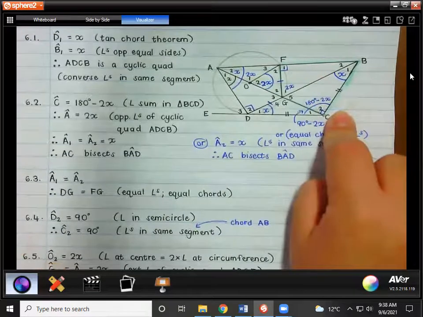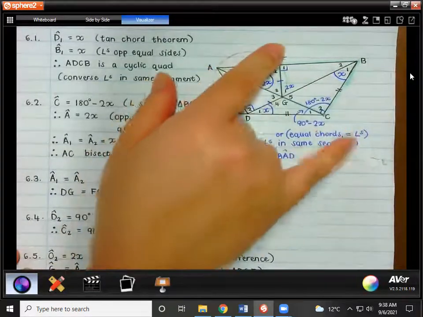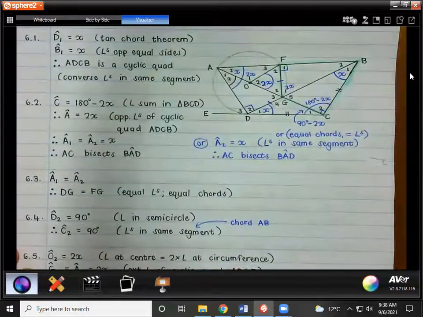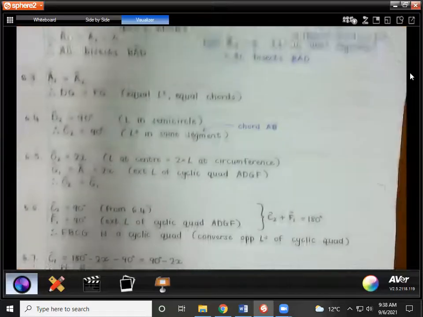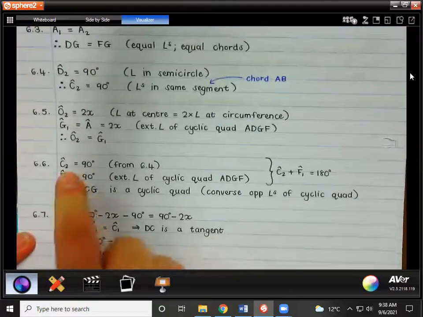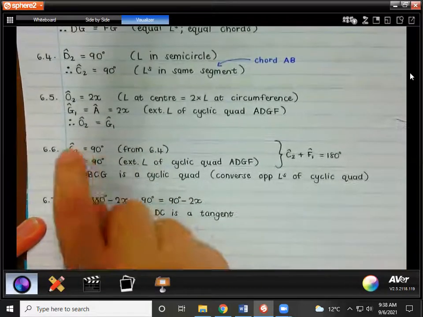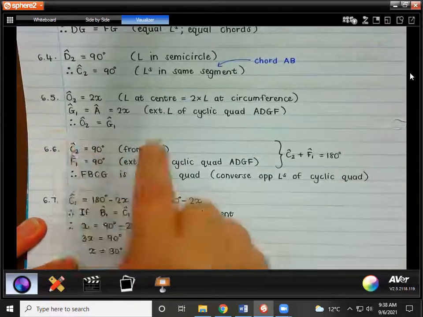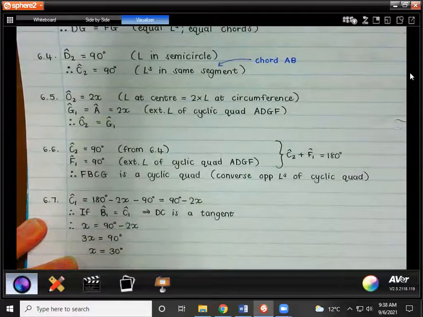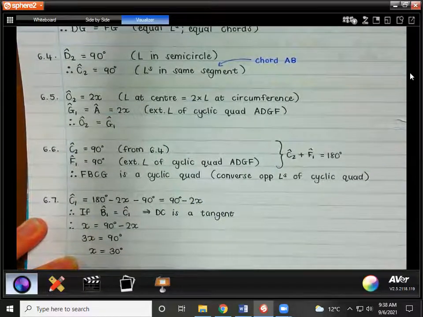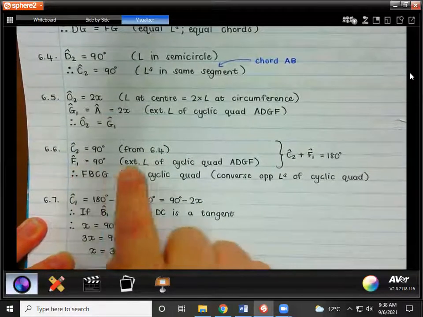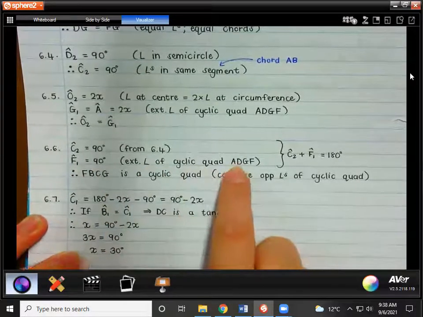We already knew that C2 was 90, so if I then add those two together, they equal 180. So it is then a cyclic quad. All right, so that's how I wrote that out. C2 equals 90. You didn't actually have to state this again, because we had written it down previously. Then F1 was 90 because it's an exterior angle of this cyclic quad.